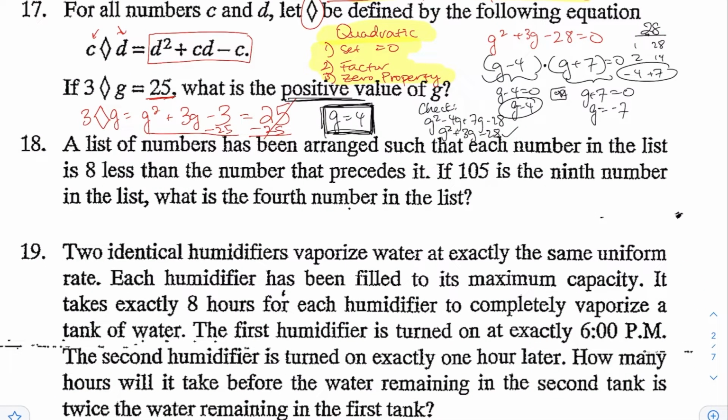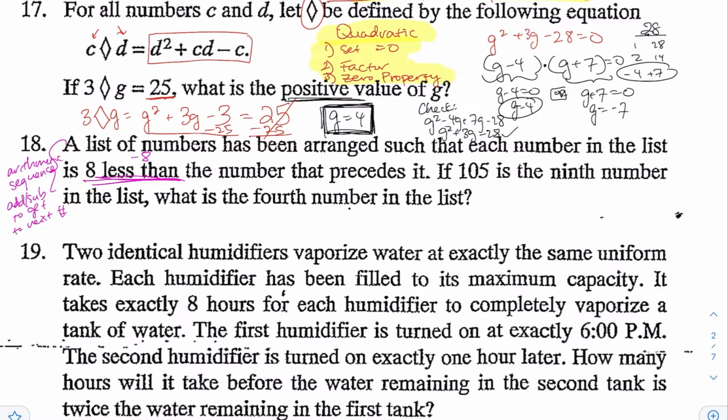Next, for number 18, a list of numbers has been arranged such that each number in the list is 8 less than the number that precedes it. If 105 is the 9th number, what's the 4th number? So the pattern here is 8 less, or subtract. So this is called an arithmetic sequence. And in an arithmetic sequence, you add or subtract to get to the next number.